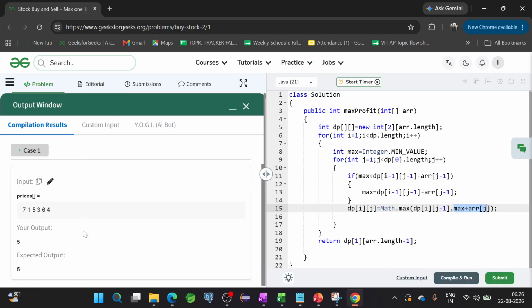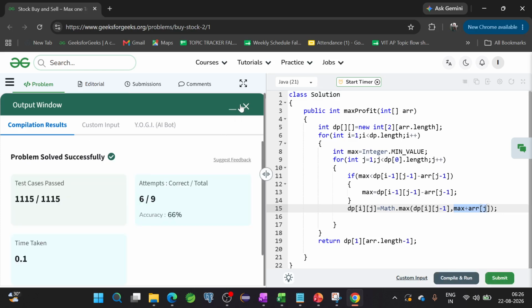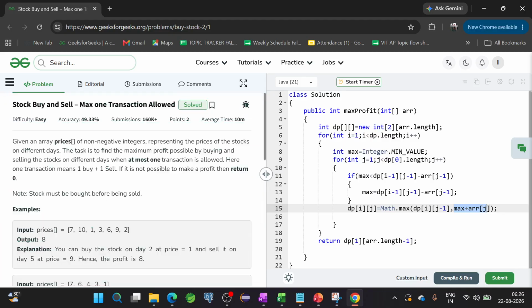Yes, we got the expected output. Now I am going to submit the code. This is a general solution for all numbers of transactions, like 1 transaction, 2 transactions, 3, 4, 5 transactions allowed. So in this way you can solve the problem.